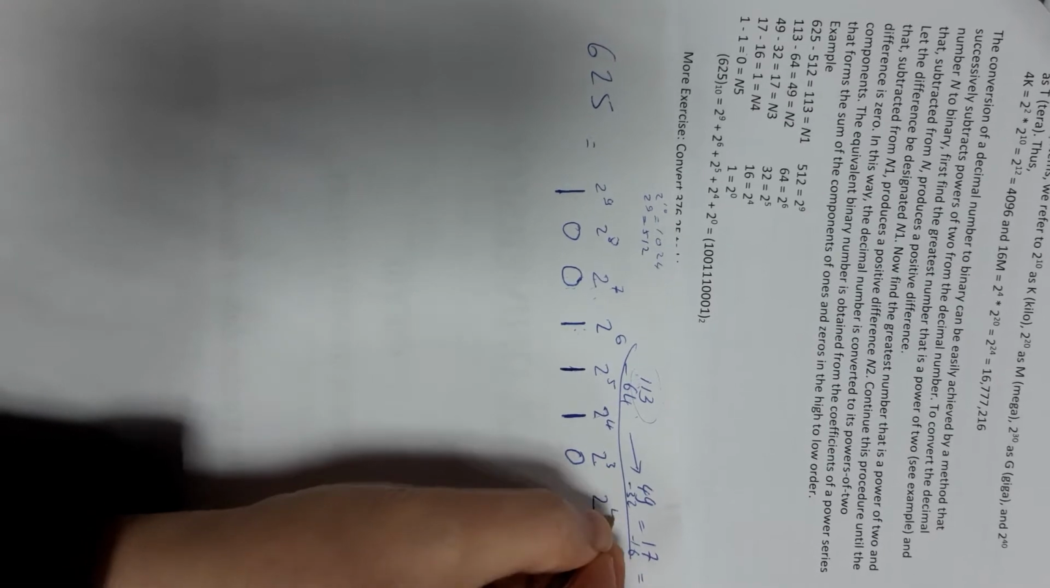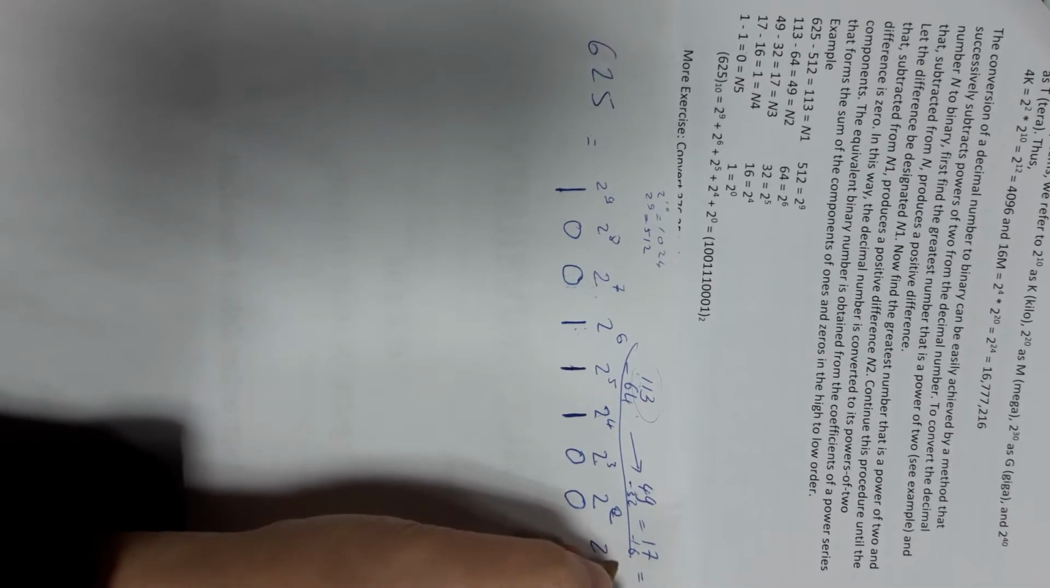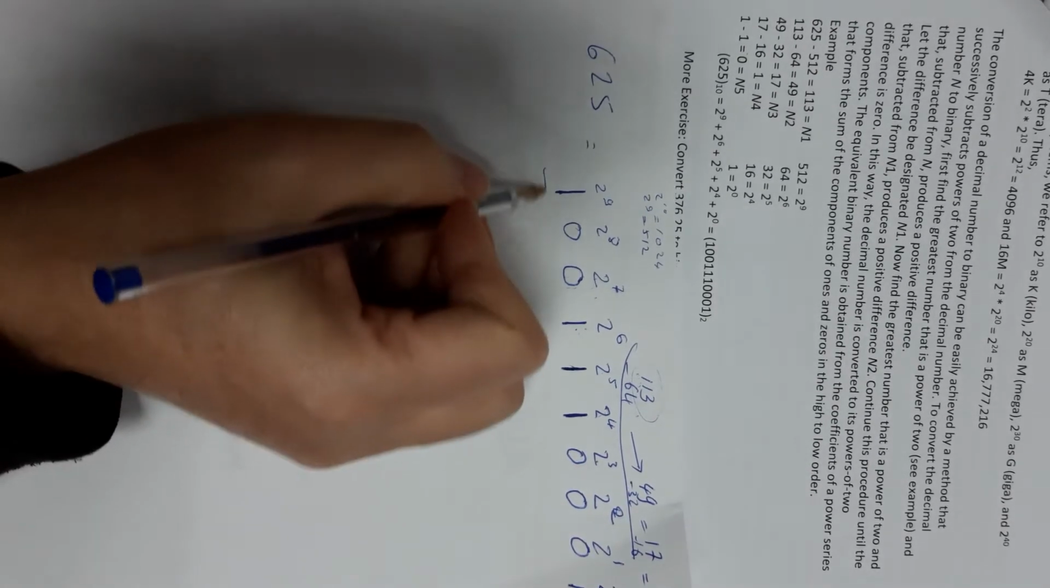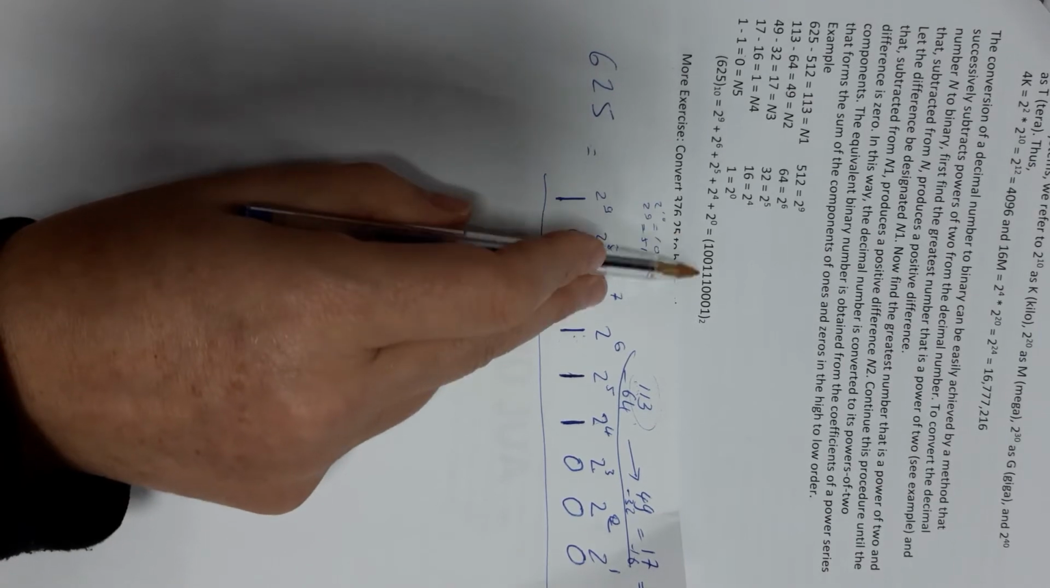I go to a lower power. 2 power 2 is 4. I don't have. I put a 0. 2 power 1 is 2. I don't have. I put a 0. And finally, 2 power 0 is 1, which is my remaining 1. So I put a 1. You see, and you got your number, which is here.